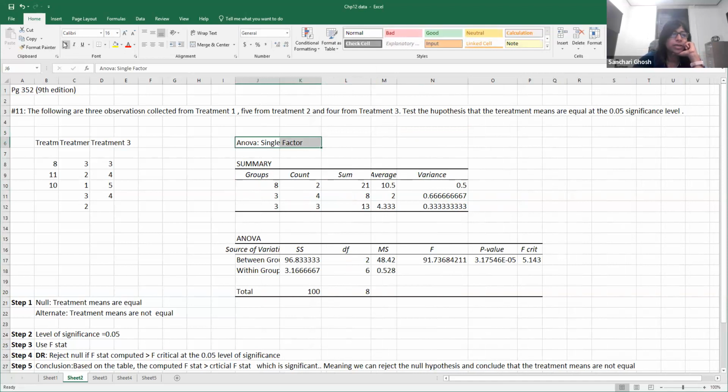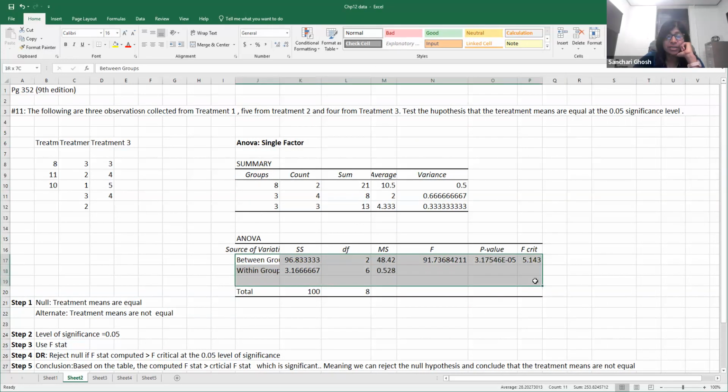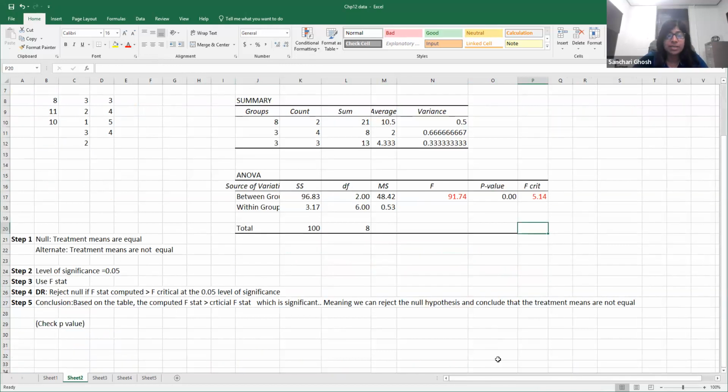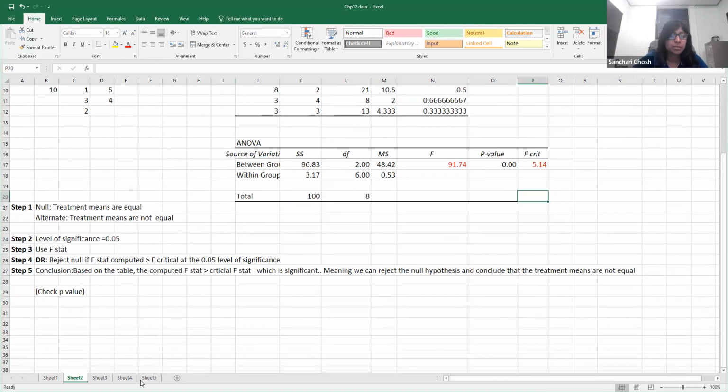And I'm kind of beautifying it, which you can do actually to present your stats. And one of the things I would like you to do sometimes is also take out the decimals to 2 places for our benefit. Making a non-numeric thing, so it was not doing it for me. So that of course obviously shows that the F critical value is way less than the F computed. We can reject the null hypothesis and conclude that treatment means are not equal.